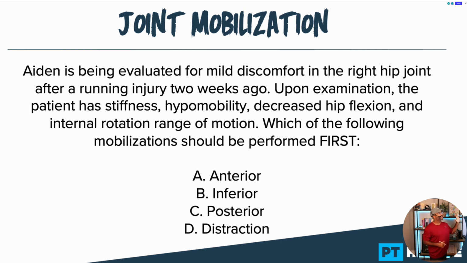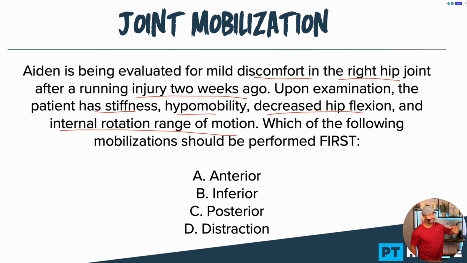Let's break it down. It says Aiden is being evaluated for mild discomfort in the right hip joint after a running injury 2 weeks ago. Let's not assume or add anything here. We don't need to do crazy differential diagnosis. Keep this in mind: right hip joint discomfort, after a running injury 2 weeks ago. It says upon examination, the patient has stiffness, hypomobility, decreased hip flexion, and internal rotation range of motion.